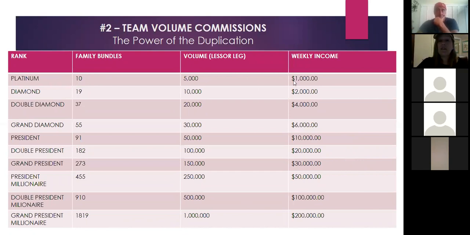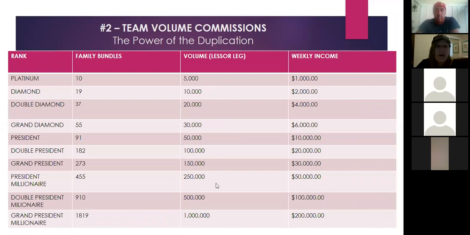If you look at that, 20% of $5,000 is $1,000 a week. That's $4,000 a month just in the dual team. If you're averaging diamond every single week, that's 10,000 points in your lesser leg. You need 19 family packs. If you want to hit president, that's 50,000 points in your lesser leg. That's 91 family packs. So you look at this, $10,000 per week in commission. That's hitting the president level. That's $40,000 per month.